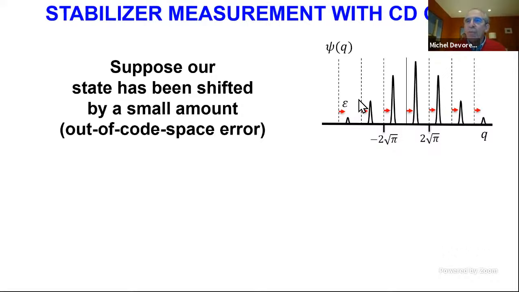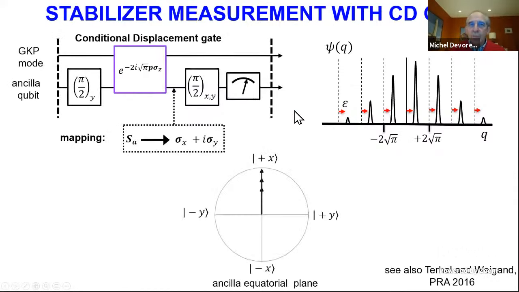So suppose that we have made a superposition of this squeezed state, and now, due to some kind of translation error, this wave function that you created is displaced by a small amount epsilon. So with this circuit, using this conditional gate between two pi/2 pulses, and reading out the ancilla qubit at the end, you're going to be able to detect this small displacement, or more precisely, you're going to actually transform this displacement.